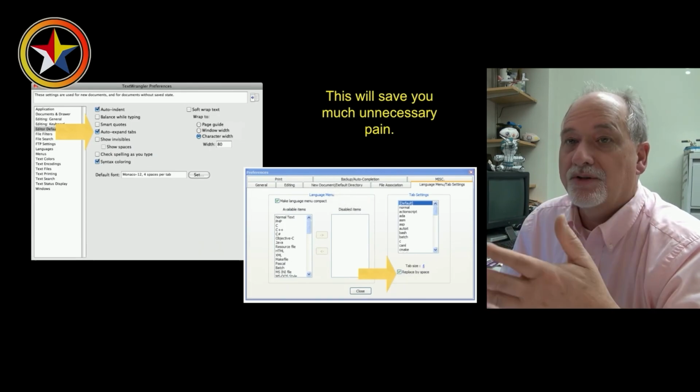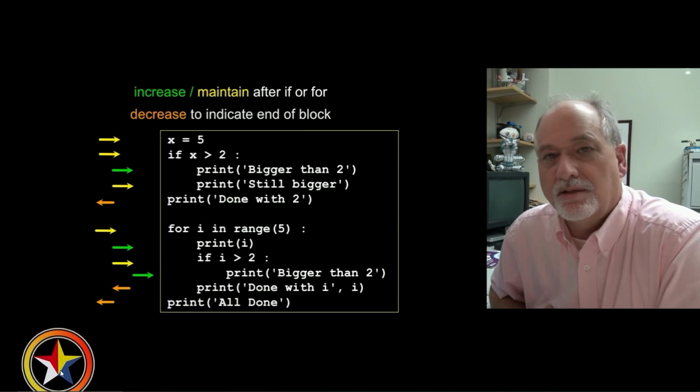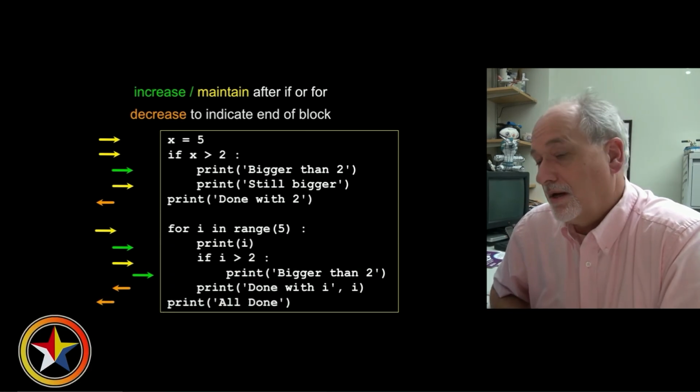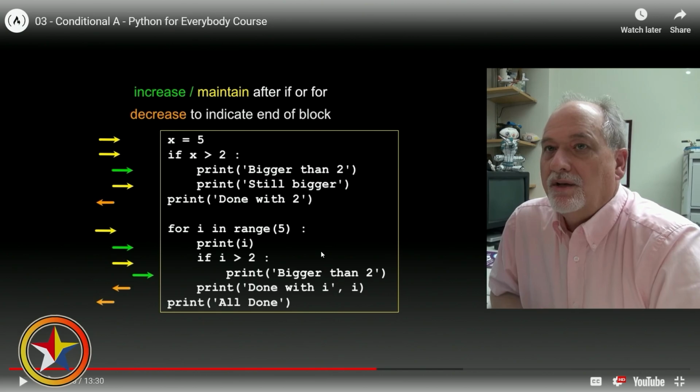Document, but somehow simulate tab stops using spaces. And so here is a bit of code. It's got a nested block, but it gives you the sense of it. All right, let's see what this is. So increase, maintain, after an if or for block. Okay. Decrease to indicate the end of a block. Okay, so here's x equals 5. If x is greater than 2, we'll print this. So this indent means it's part of this if.